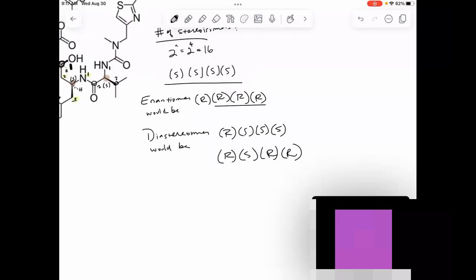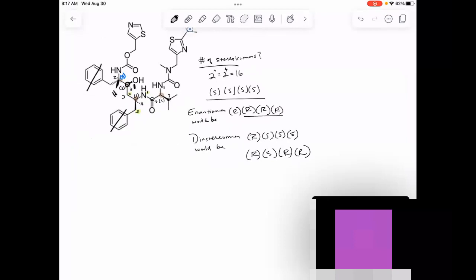So with that being said, the point of all this is to understand that in the enantiomer, all of your stereocenters change, right? And in the diastereomer, you only change 1 at a time. All right. Any questions about that?